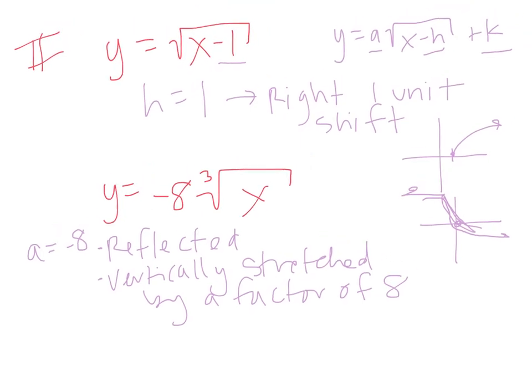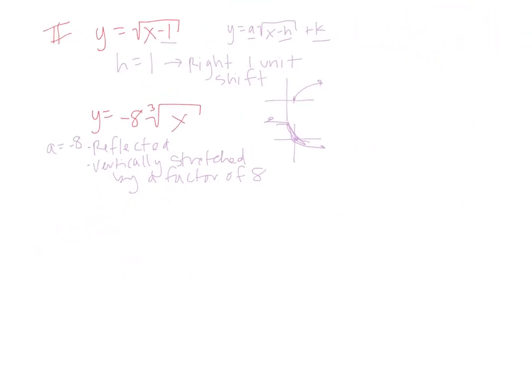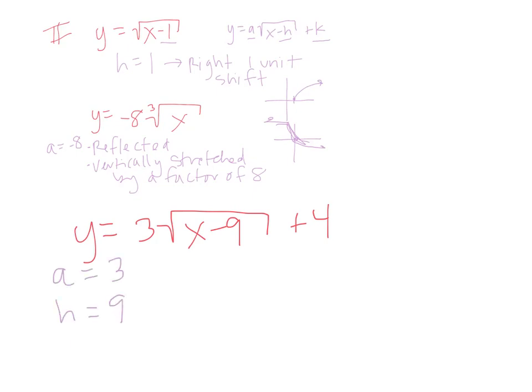The last one, I'm going to just minimize this. The last one says y equals 3 times the square root of x minus 9 plus 4. So we've got a lot going on here. So I'm going to just identify my a, h, and k. So my a is 3, my h is 9, and my k is 4. So also just remember it's the number that's being subtracted. So the h is 9, not negative 9.